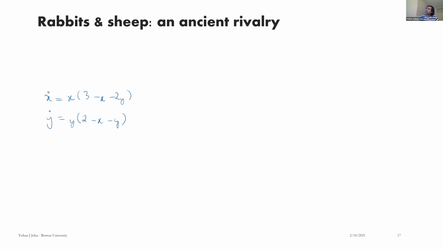So the -2 here means that the decay rate of the rabbits is more sensitive to the sheep than the sheep are to the rabbits. This is a nonlinear system because it has multiplications of x and y, and I'm not going to go through the actual calculations. They're fairly straightforward. And so you can lay out where the fixed points are, and there are no other fixed points.